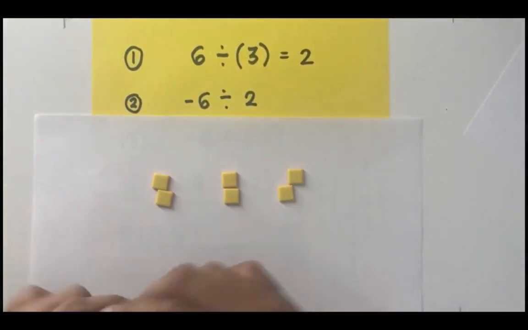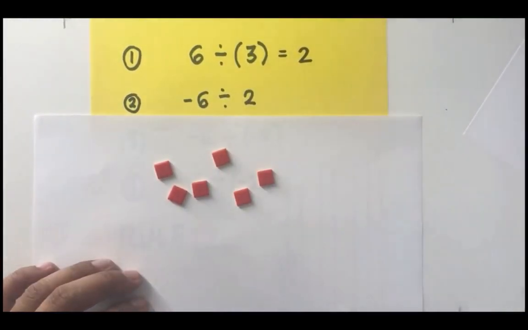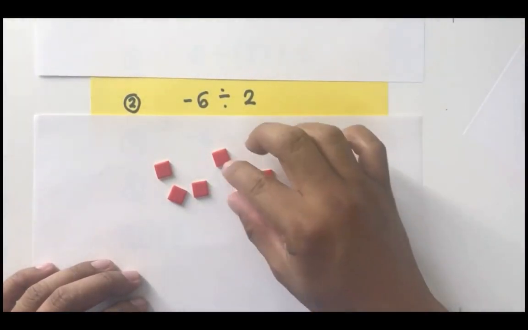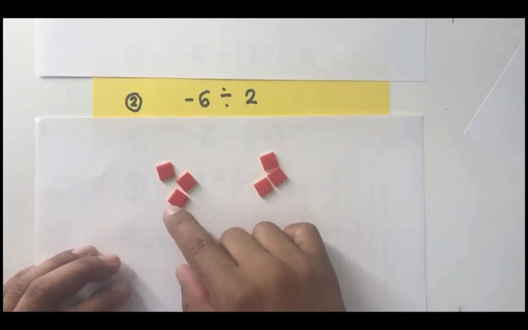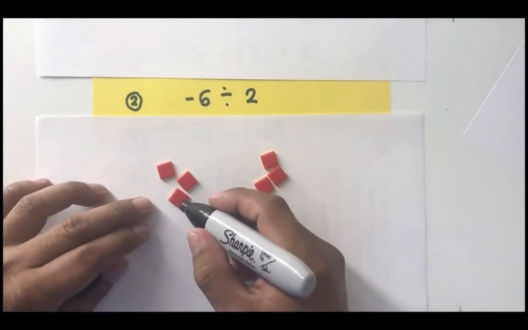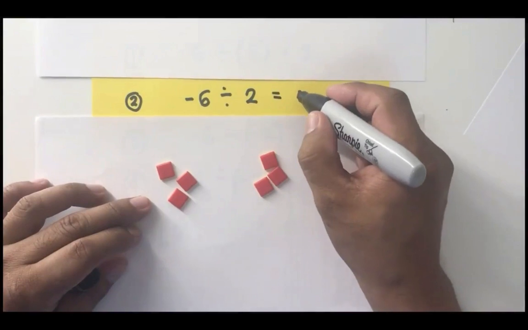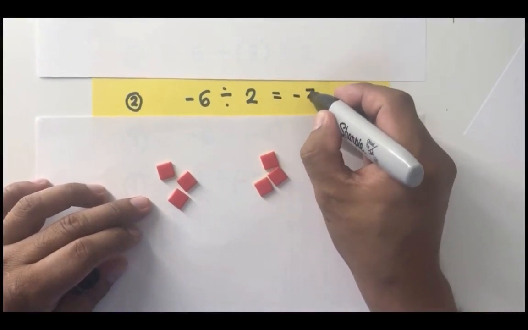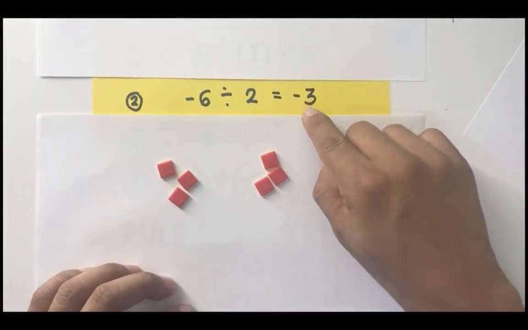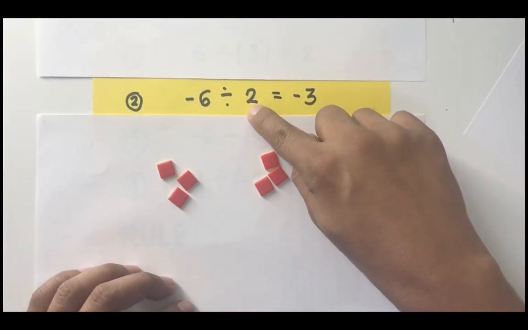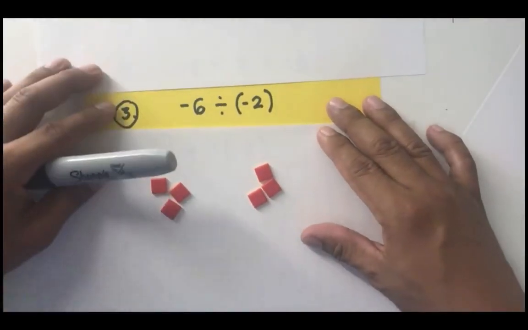When you have negative 6 divided by 2, we are going to group negative 6 into 2 groups. So first group, another group. So 2 groups. How many items are in each group? There are 3, but red. So that means negative 6 divided by positive 2 is negative 3. And you can go back, negative 3 times positive 2 equals negative 6. That is always true. Okay, let's move to the next one.